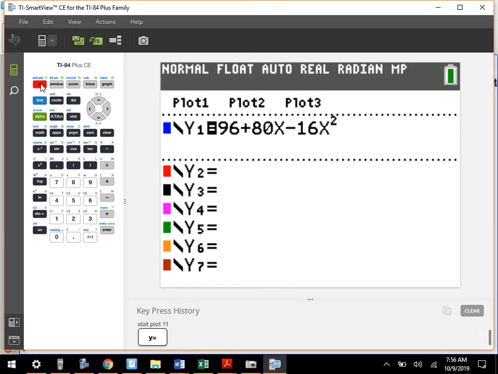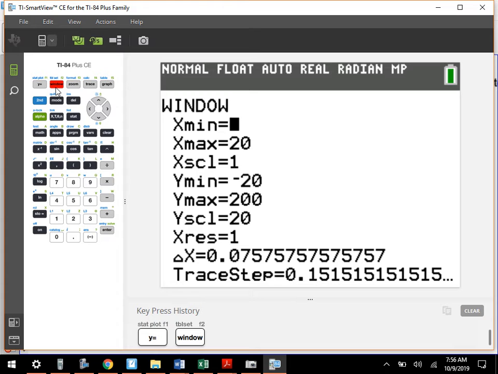This is our graph, wasn't it? Yeah. 96, 80, okay. So I throw this in there, and what I'm going to start guessing around with for my window is I really don't care what's happening to negative values of x. We can easily change this. Let's say it's at -5. We'll make our x maximum 20. Our y minimum -20, our y max at 200.